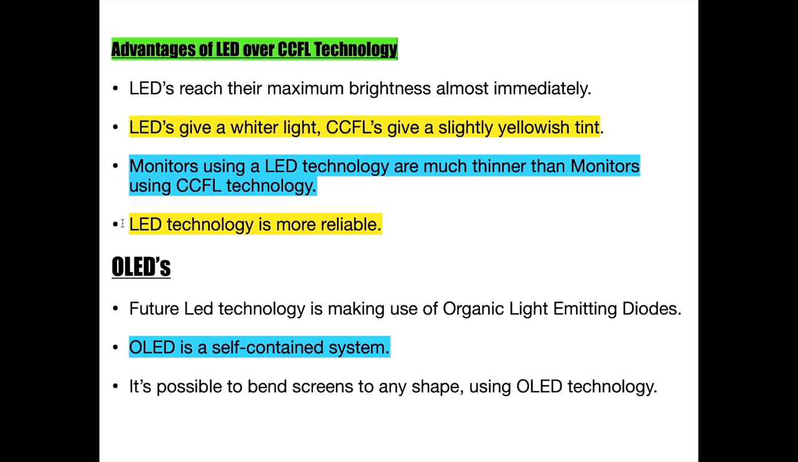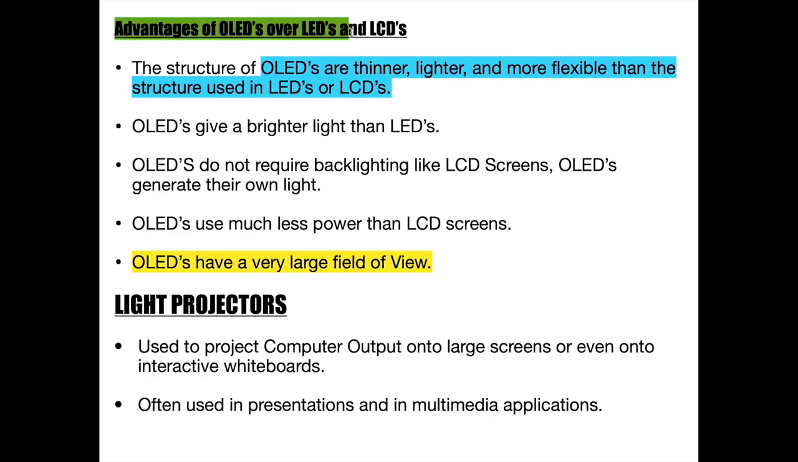While all these points are the advantages of using LED technology over CCFL technology, let us now go through the OLED technology. The OLED technology makes use of organic light-emitting diodes. OLED is a self-contained system. It's possible to bend screens to any shape using OLED technology. The OLED technology has several advantages over the LED and LCD technologies. Let us now go through all these advantages. The structure of OLEDs is thinner, lighter, and more flexible than the structure used in LEDs or LCDs.